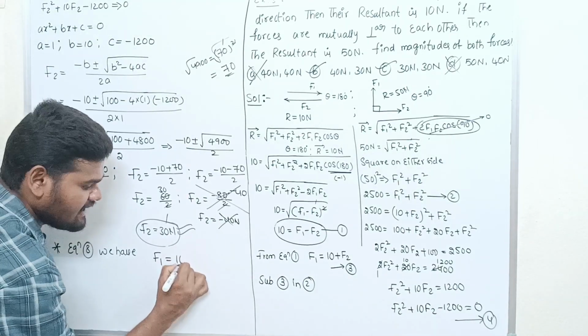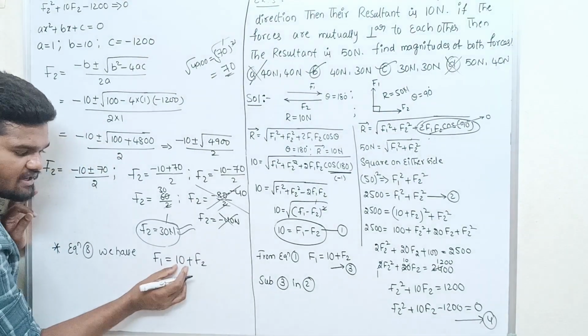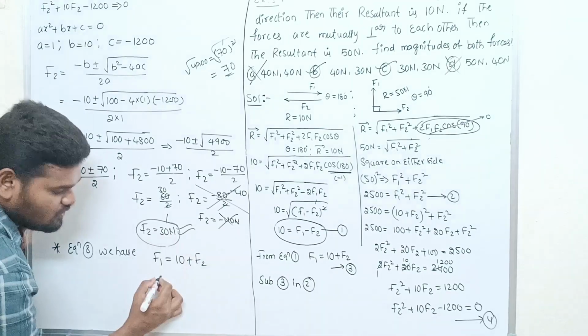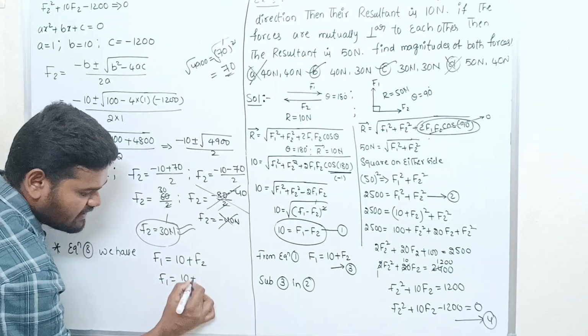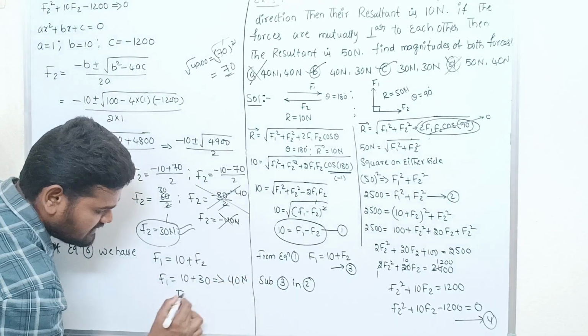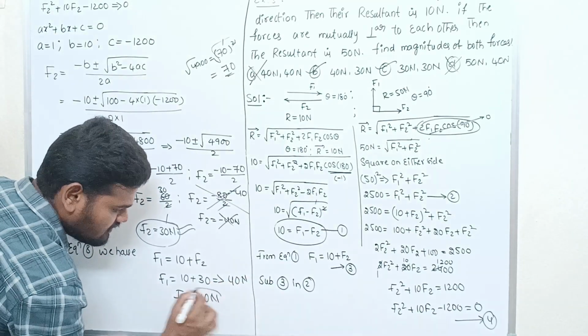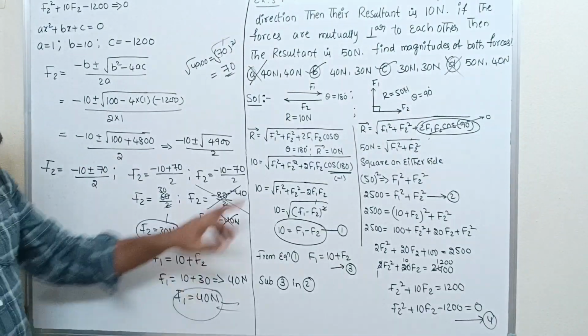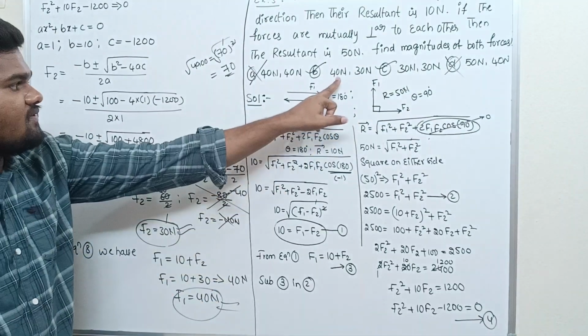F1 is equal to 10 plus F2. What is the value of F2? 30 newtons. So F1 is equal to 10 plus 30, that is equal to 40 newtons. So F1 is equal to how much? 40 newtons. So F2 is equal to 30 newtons and F1 is equal to 40 newtons.